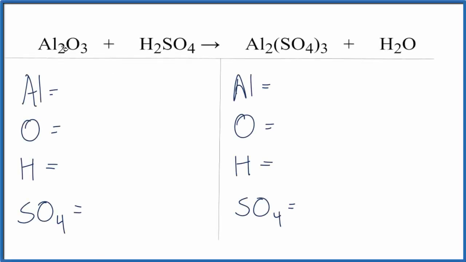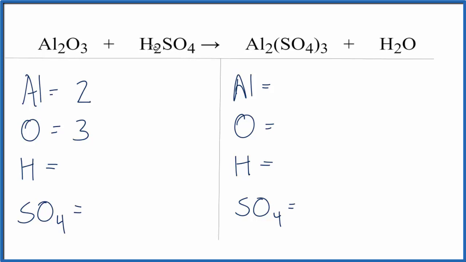In this reaction, we have Al2O3 plus H2SO4. That's aluminum oxide plus sulfuric acid. So let's count the atoms up on each side and balance the equation. We have 2 aluminum atoms, we have 3 oxygens, and I'm going to leave this SO4 until later.